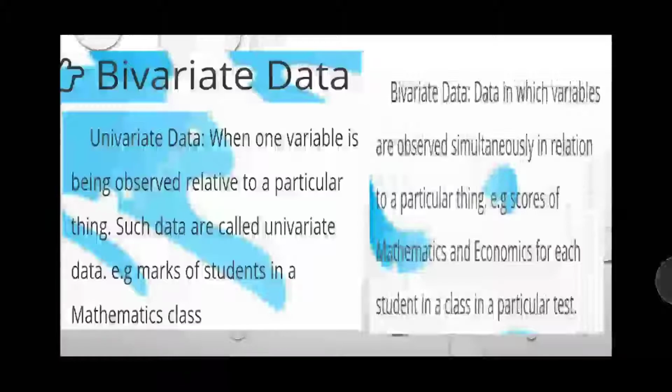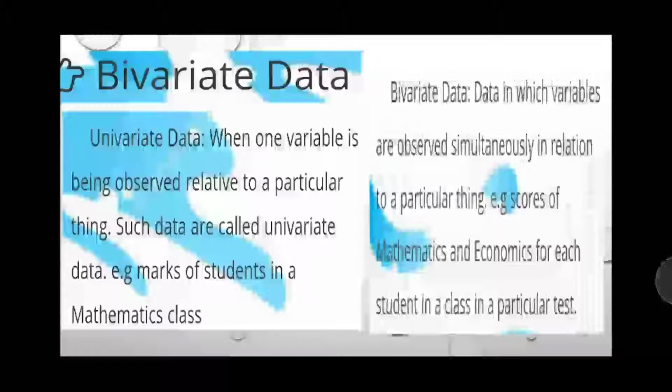What's a bivariate data? As you can see in this slide that appears now, data in which variables are observed simultaneously in relation to a particular thing. So this time around we are looking at two variables, call it x and y. We are looking at two variables with respect to a particular thing. And I have an example, e.g., scores of mathematics and economics for each student in a particular test. We could call scores of mathematics our variable x and say scores of economics our variable y.